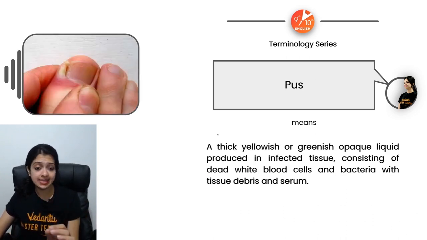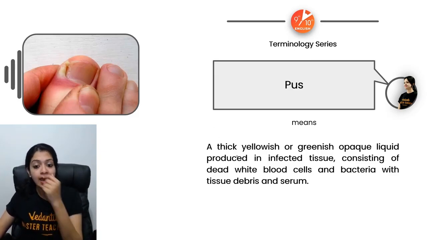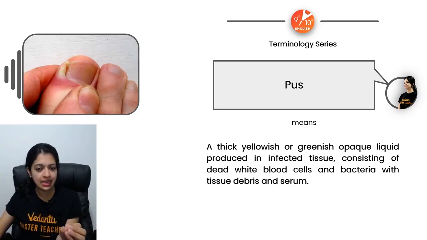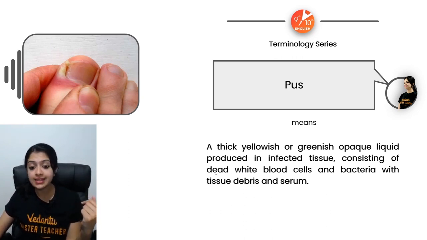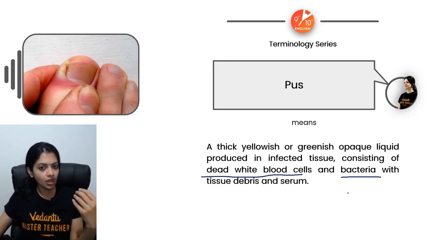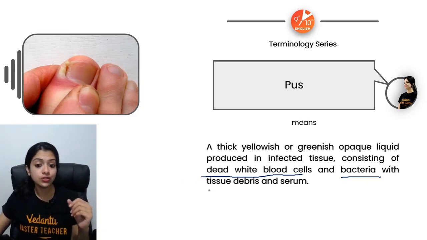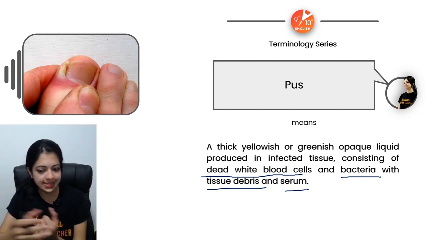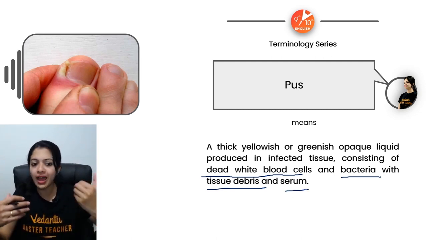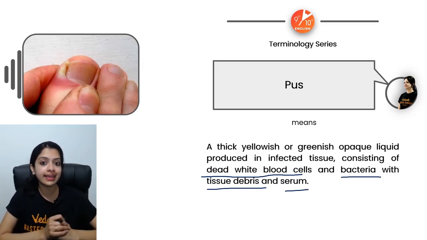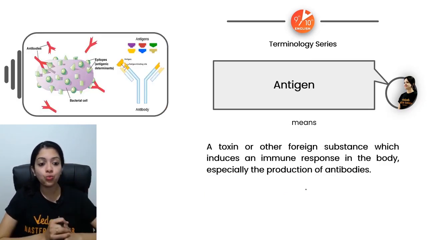Now, what is pus? It's an indication of an infection, of course, a thick yellowish or greenish opaque or translucent fluid which we might see produced by infected cells and tissues of the body. So what do they consist of? They consist of dead white blood cells. They may also contain bacteria, which were the cause of infection, and also some bit of tissue debris and serum, remains of tissues and the blood serum, and all of those pathogens which had to get eliminated from the body. So pus is definitely a sign of an underlying infection. Okay, so keep this in mind. Now, what is antigen?